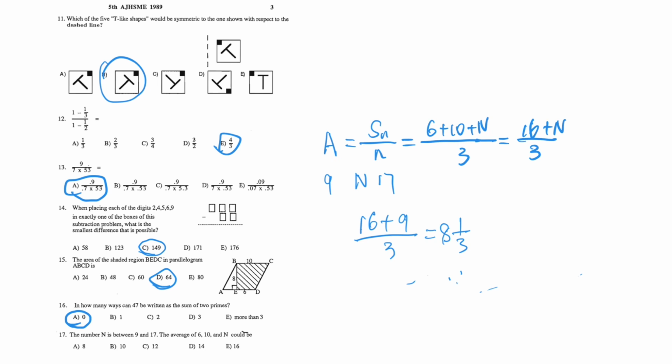So the average is greater than 8 and 1/3 and less than 11. So average between the 8 and 1/3 and 11. So A, B, C, D, E, no answer 9, but the B is the 10, still our answer. So number 17, the answer is B.